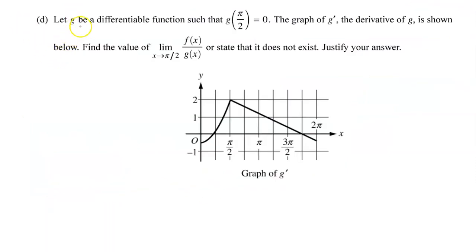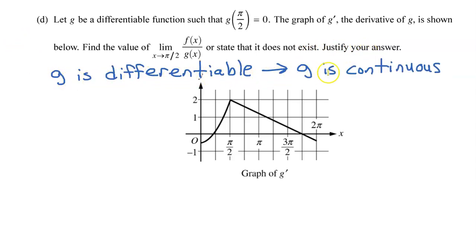Part D. Let g be a differentiable function such that g at pi over 2 is equal to 0. The graph of g prime, the derivative of g, is shown here. Find the value of the limit as x approaches pi over 2 of f of x divided by g of x, or state that it does not exist. Justify your answer.